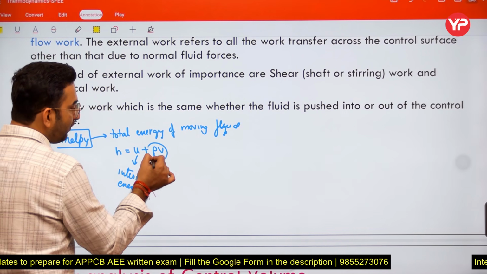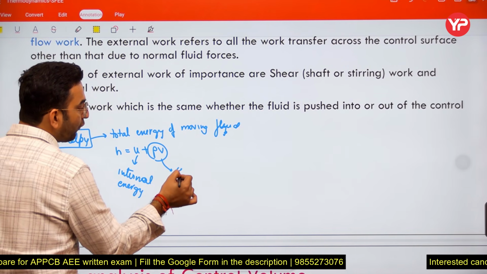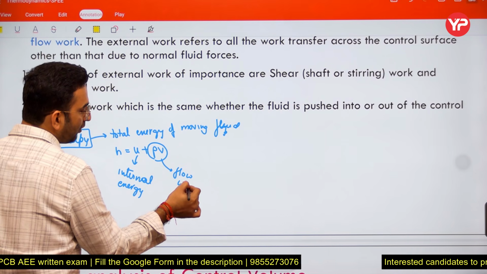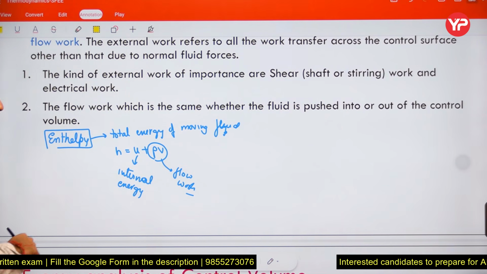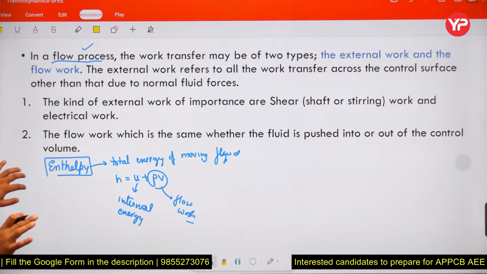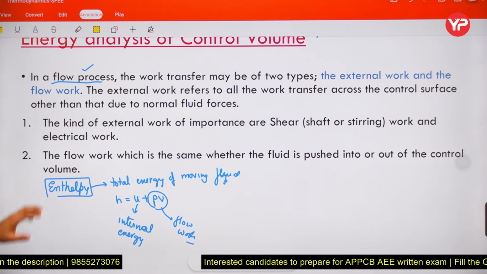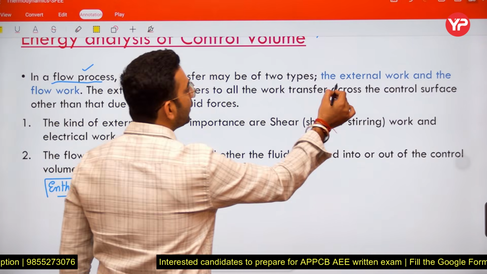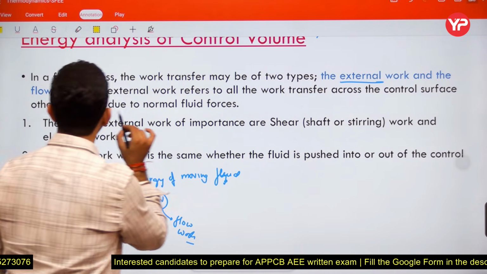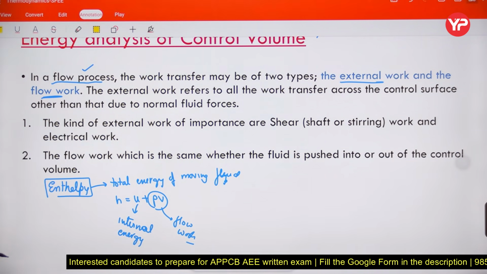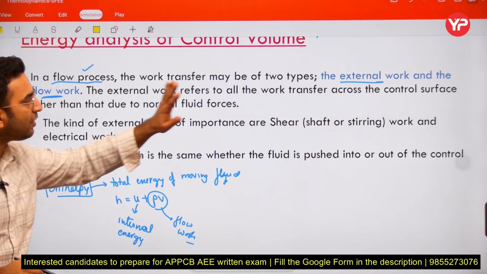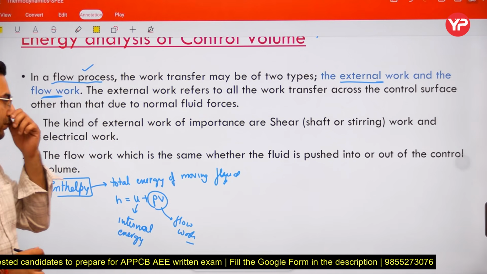Second, PV. PV is representing the flow work. Okay, PV is known as the flow work here. Actually what happens here, in the case of flow processes, in the case of open system, the work transfers are of two types. The first one is the external work and the second is due to the flow work here. Okay, now what is the meaning of external work and the flow work here?